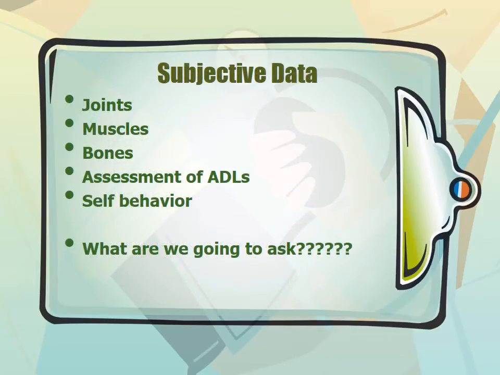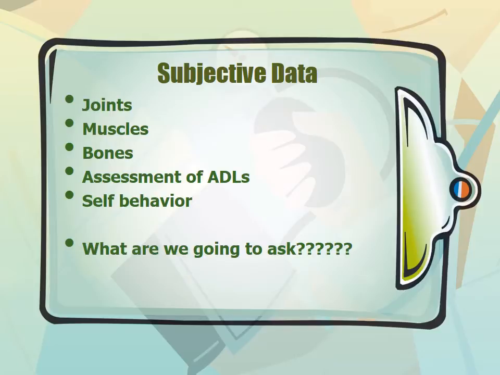All right, subjective data. What kind of subjective data are we going to gather? Well, we know that we're going to ask them about their joints. Of course, what are we going to ask them? We're going to ask them whether or not they're having any pain or any problems with their joints. We want to know where they are having the pain, which joints might be affected, and whether it is on one side or on both sides. We want to know the quality of the pain. In other words, what it feels like: whether it's aching, stiff, sharp or dull. Is it a shooting type of pain?